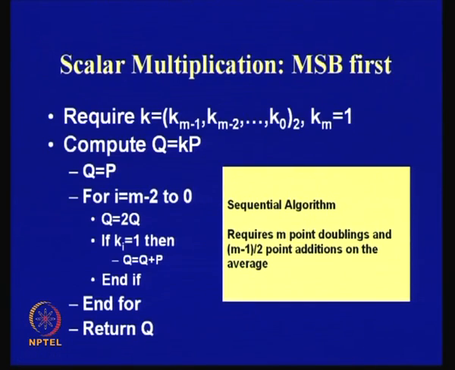What about the number of additions required? Generally, if you assume a random k, the k will have half the number of ones and half the number of zeros, if I consider the average complexity of this algorithm. In that case, there will be (m minus 1) by 2 point additions which are necessary. So I need to do half that many point additions. That is the rough cost of this algorithm.